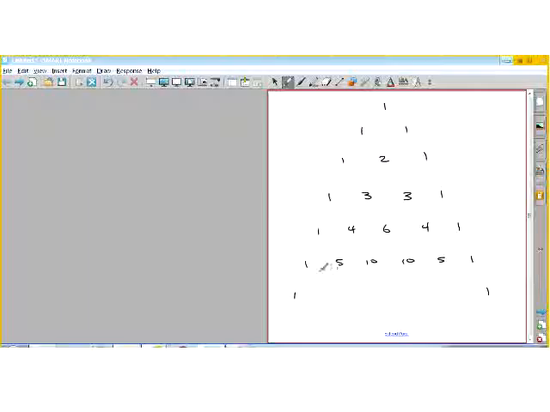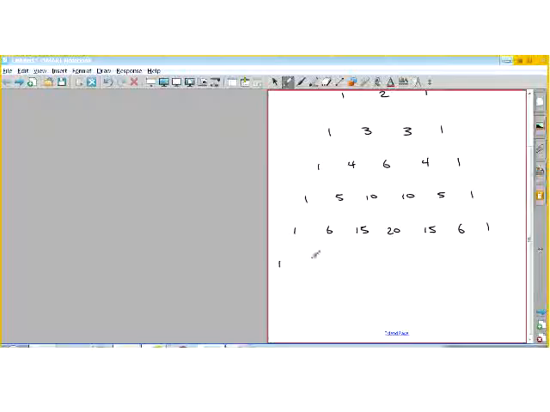Okay. 1 plus 5 is 6. 5 plus 10 is 15. 10 plus 10 is 20. 10 plus 5 is 15. 5 plus 1 is 6. 1 plus 6 is 7. 6 plus 15 is 21. 15 plus 20 is 35. 35, 21, 7, 1. One more here.